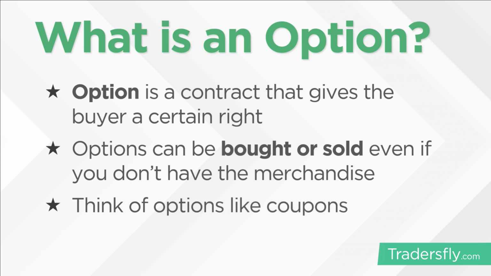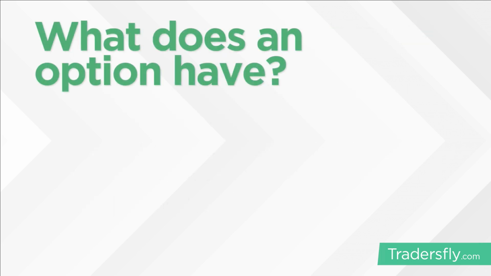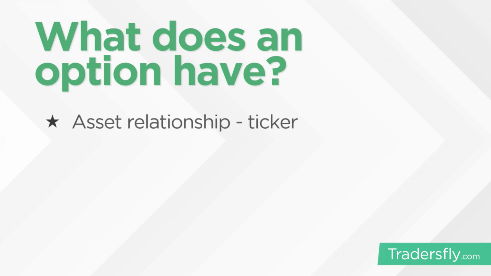Now, you can think of options like coupons, okay? And I think that's the easiest way to think about them. Now, the general concept, as far as looking at it from a coupon standpoint, is it has the same kind of concepts like an asset relationship. So when you look at a coupon, like a discounted coupon where you get $1 off of McDonald's fries before July of 2018, here the asset relationship is the ticker symbol, okay? It's the McDonald's, the fries. What is that coupon for? It's for that one-to-one relationship.